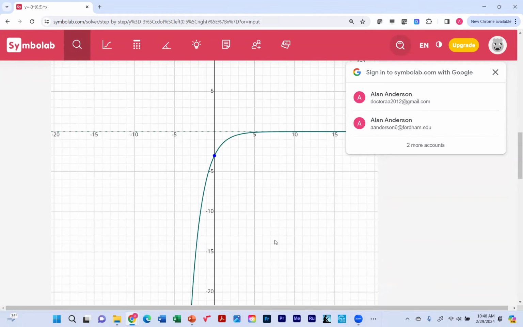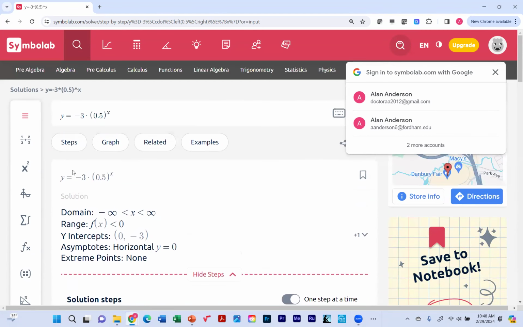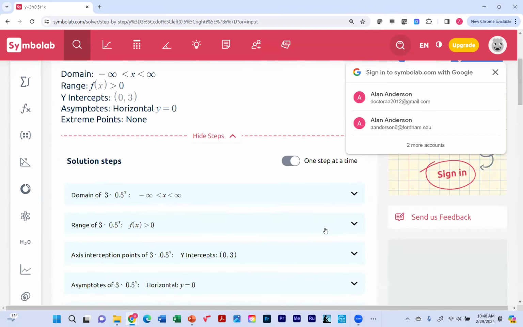Oh, that's interesting. Oh, because I still have the negative. Sorry, I forgot that. Okay. No, I meant it to be 3 times. I left the negative in by accident. That's why it looks wrong.